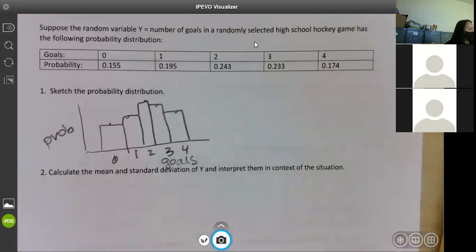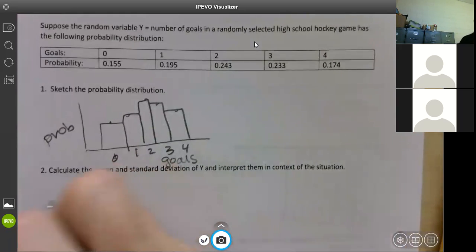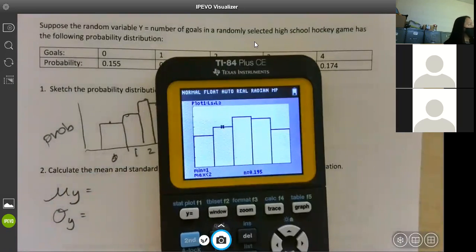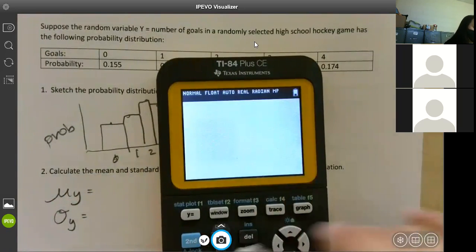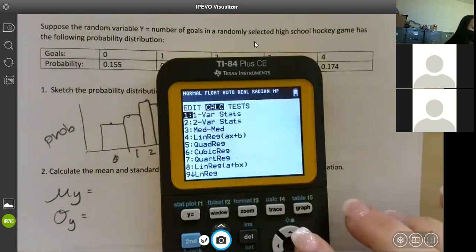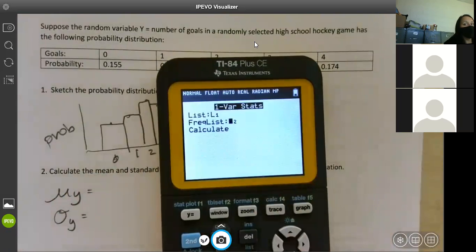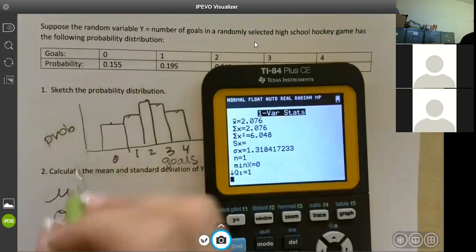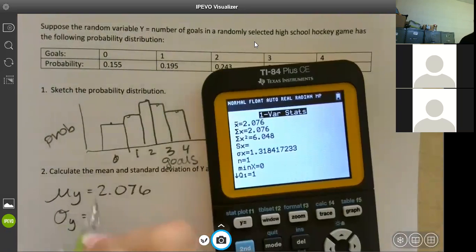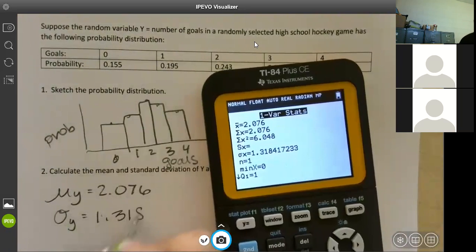How do we use this to calculate mean and standard deviation? What's the easiest way to do it? You plug them into L1 and L2. We already have them in L1, L2. Then you go to this guy, right? Yeah, and then calculate one more step. Make sure frequency list is on L2, and then calculate. What's our mean? 2.076. Standard deviation, 1.318. Good.